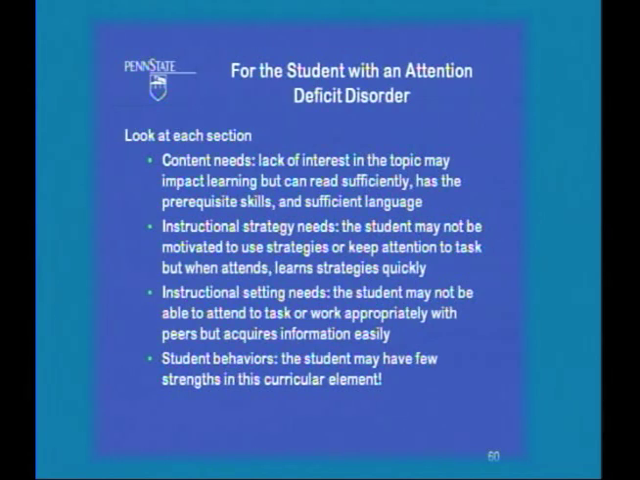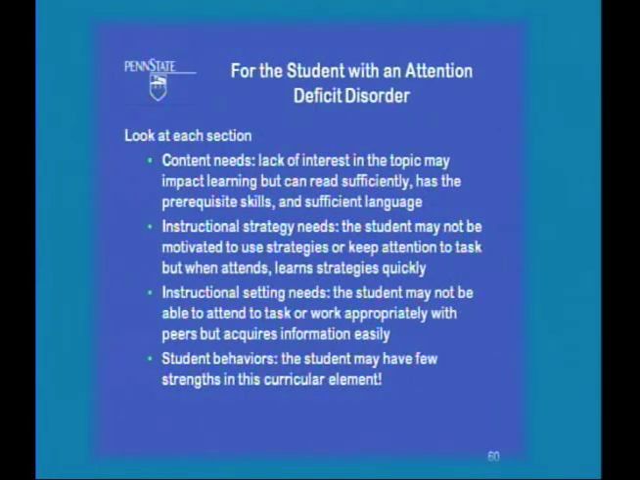Let's look at a different type of student, one with an attention deficit disorder. In content needs, the student may have a lack of interest in the topic, and this may impact learning, but the student can read sufficiently, they have the prerequisite skills, and they have sufficient language to complete the task. Their problem is lack of interest or attention. For instructional strategies, the student may not be motivated to use the strategies or to keep attention to task, but when the student attends, they learn strategies quickly.